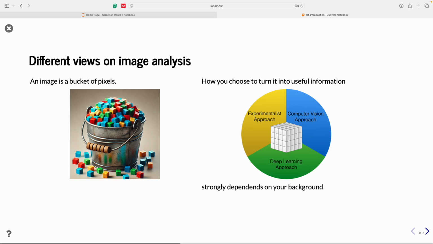And there are different ways you can approach the image processing task. In the beginning, what you have is more or less just a bucket of pixels. It's just a matrix of numbers. That's all it is when you start. And then depending on what background you have, you take a different approach to analyzing the data. So we have, for example, the experimentalist approach, the computer vision approach, and the deep learning approach. And they approach how to work with data very differently.